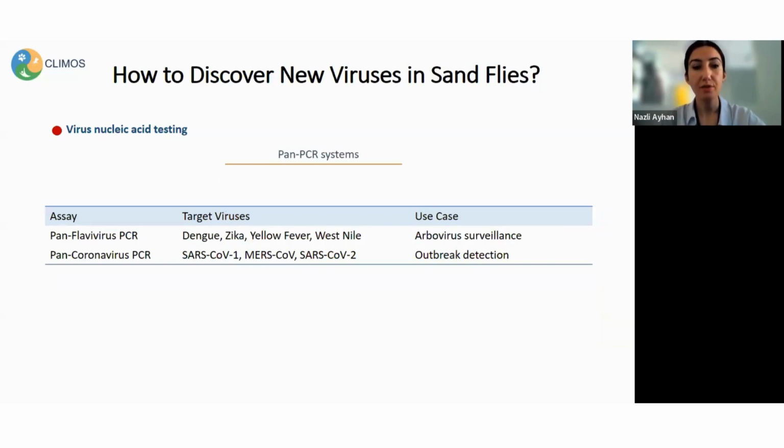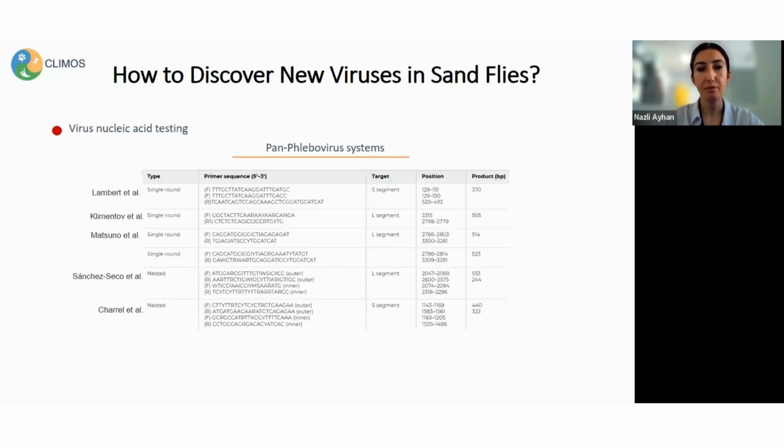Here are some examples. We have some pan-Flavivirus PCR assays which can target viruses like dengue, Zika, yellow fever, or West Nile, for use in arbovirus surveillance. And we have other pan systems, such as pan-coronavirus assays that can target different coronaviruses. For Phleboviruses, there are several pan-Phlebovirus assays available in the literature, which target different segments of the Phleboviruses. It can be the S segment or the L segment.